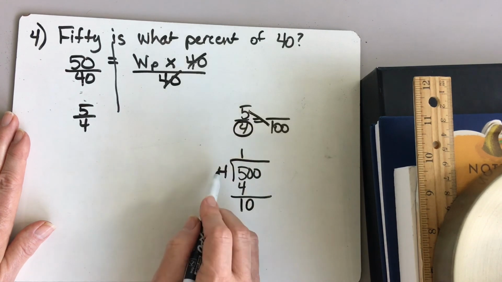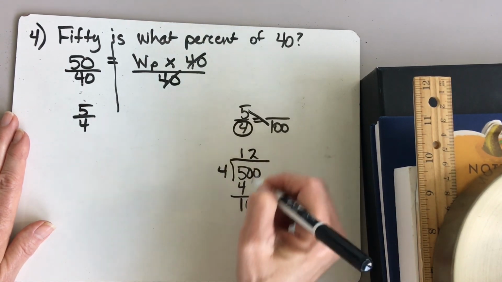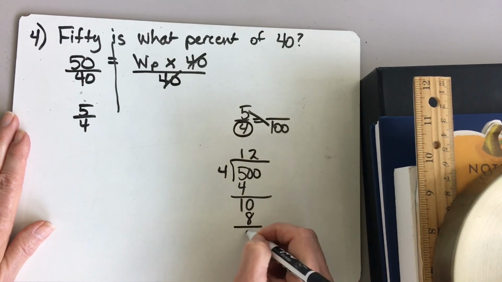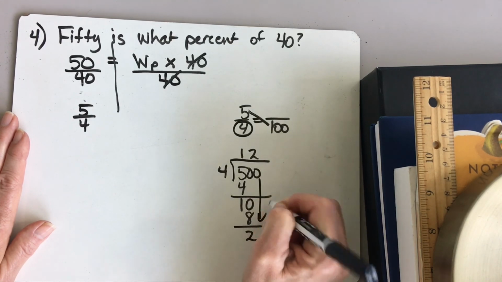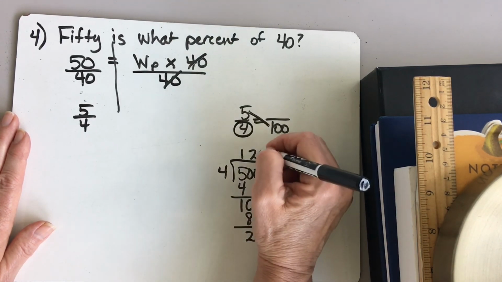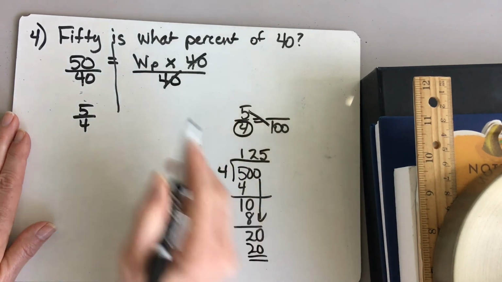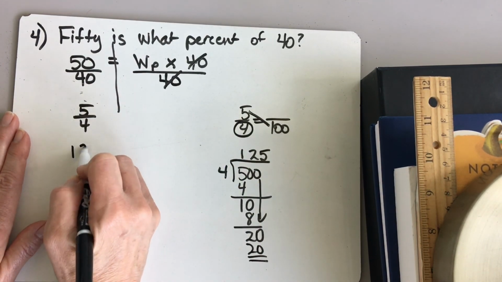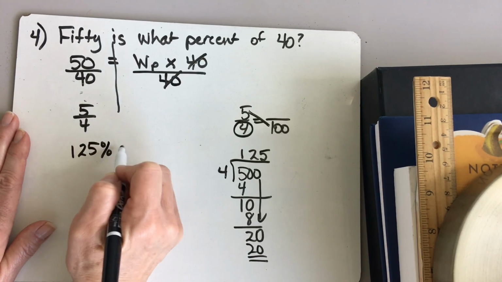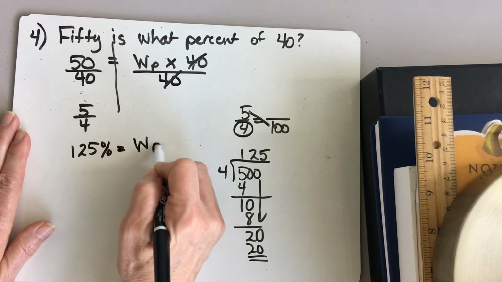Bring down the 0. 4 goes into 10 2 times, which is 8. Subtract, we get a 2. We bring down the last 0. 4 goes into 20 5 times. Comes out evenly. So this is equal to 125%, and that is equal to WP.